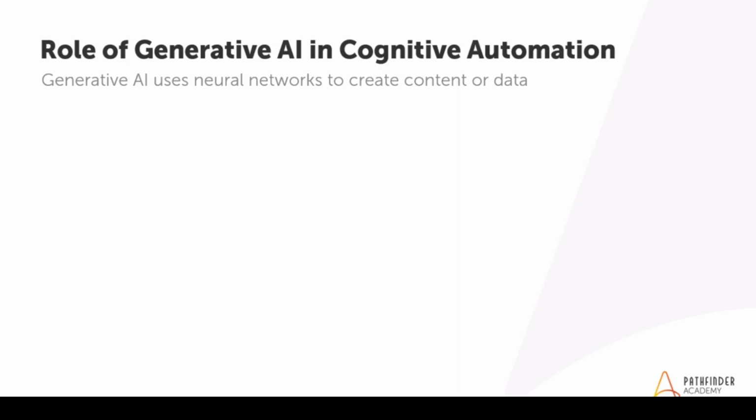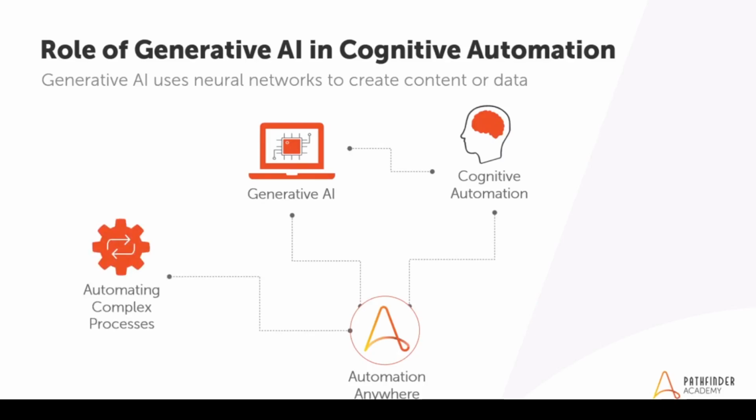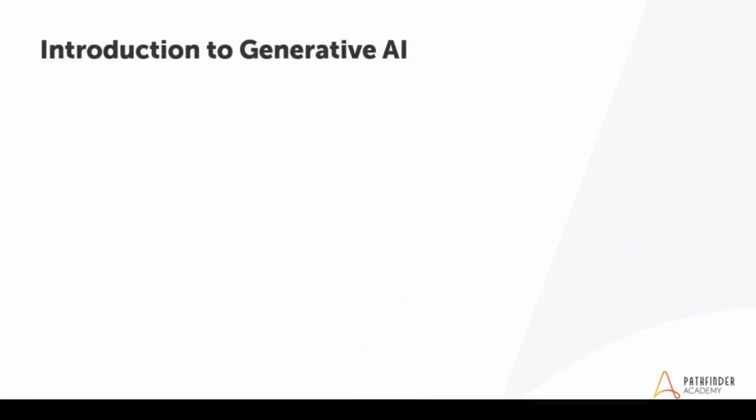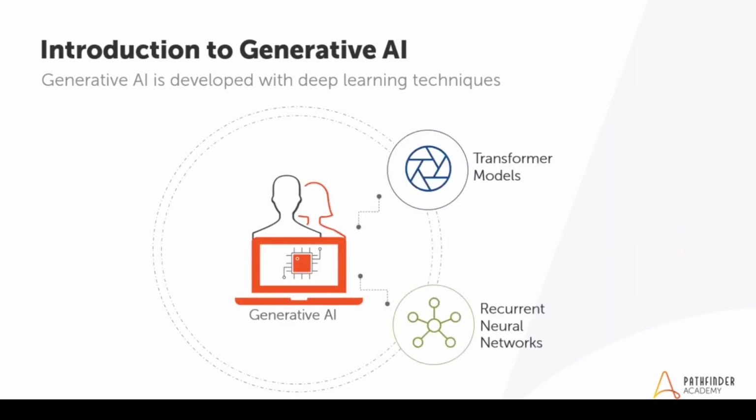Now, generative AI is a subset of artificial intelligence that uses neural networks to generate content or data based on patterns that it has learned from existing information. Within Automation Anywhere, generative AI enhances cognitive automation by automating complex decision-making processes. For example, it can be used to generate human-like responses to customer inquiries, analyze large data sets to identify patterns, or extract structured information from unstructured data sources.